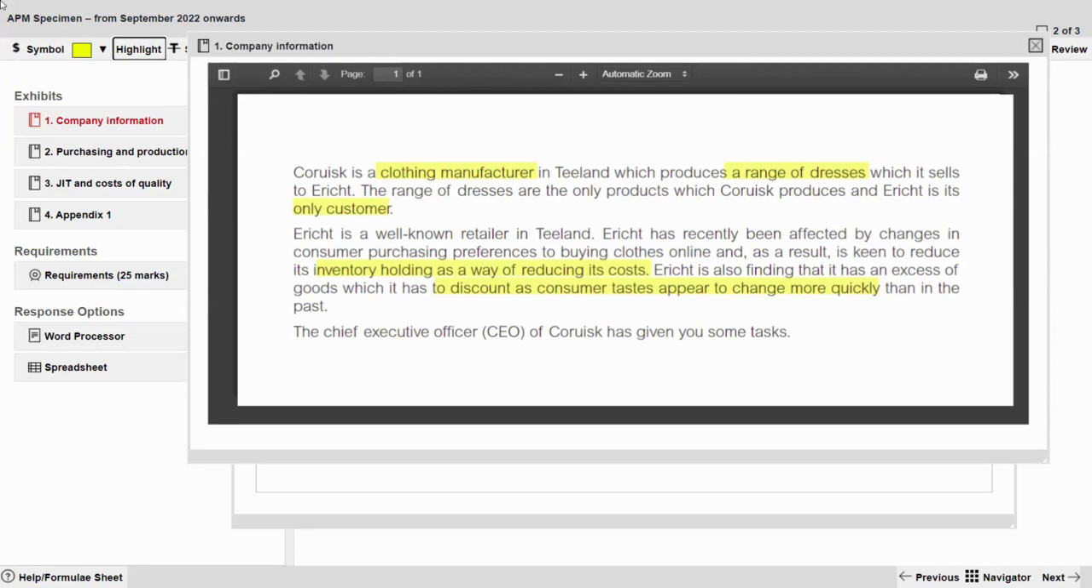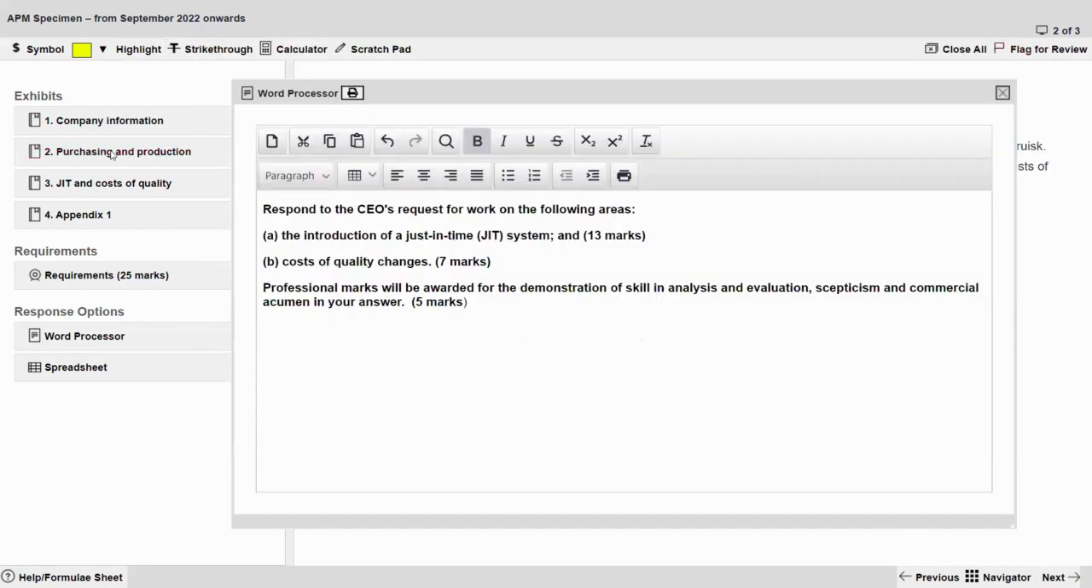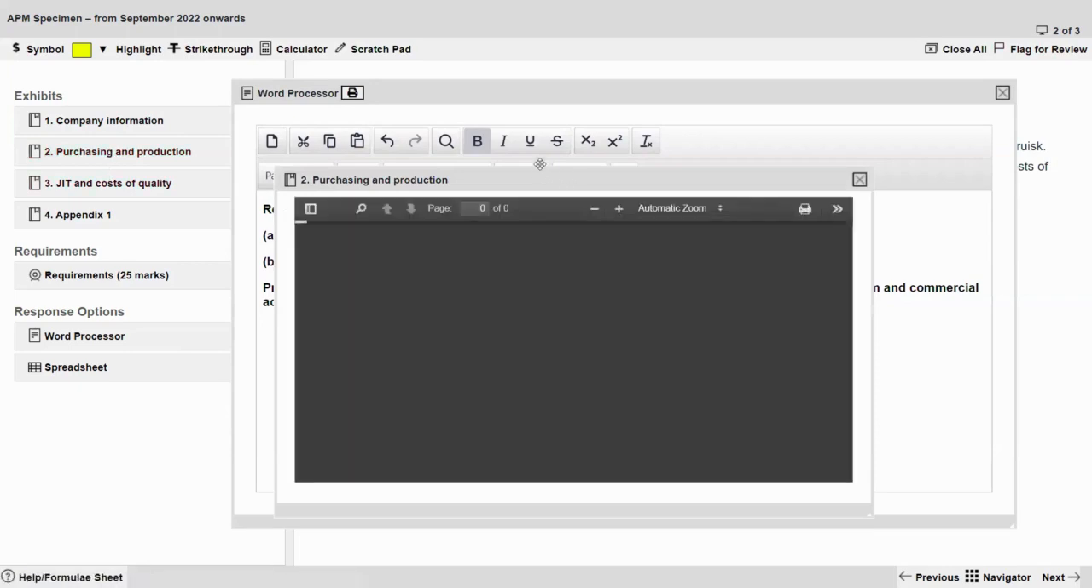Now, the chief executive has given you some tasks. So what are the tasks that the chief executive has given? Let's just try to understand them. Purchasing and production.